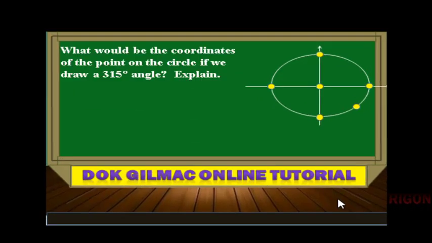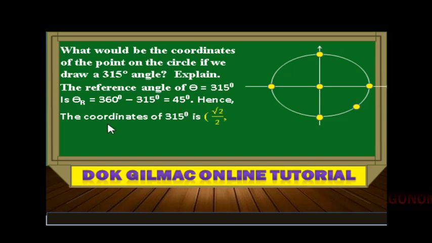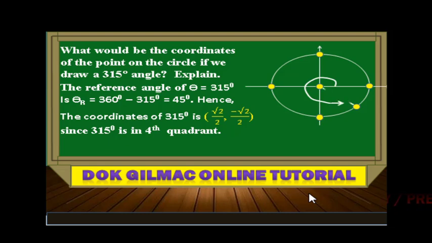What would be the coordinates of the point on the circle if we draw a 315 degrees angle? Explain. The reference angle of 315 degrees is just equal to 360 degrees minus 315 degrees, which is 45 degrees. Hence, the coordinates of 315 degrees is square root of 2 over 2 and negative square root of 2 over 2. Since 315 degrees is in the fourth quadrant, consider the figure to the right. So as you can see, the terminal side of 315 degrees lies in the fourth quadrant. And the reference angle is 45 degrees. So we have the coordinates square root of 2 over 2 and negative square root of 2 over 2.